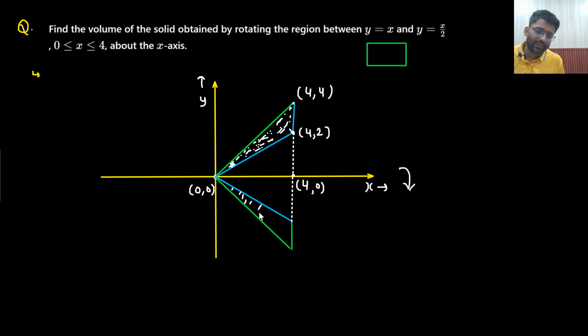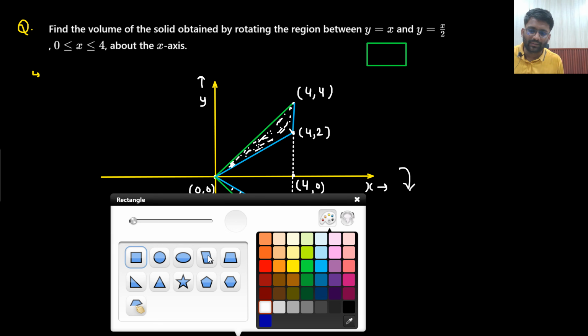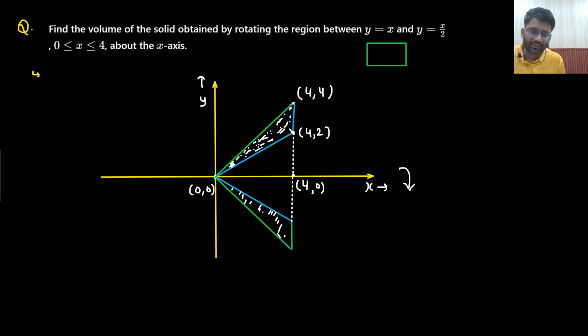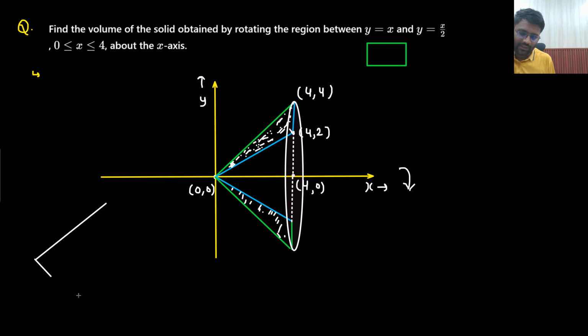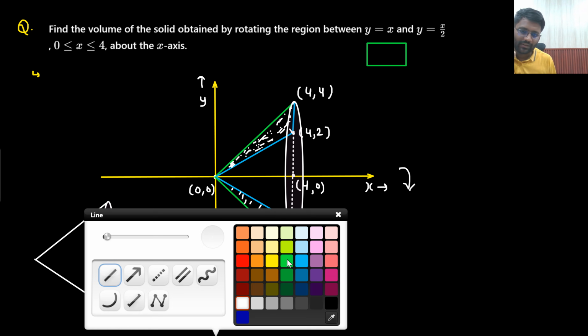And since I am rotating, when I rotate, I get a circular path like this. So you need to visualize how the structure looks. Are you able to visualize? What kind of structure are you getting? Basically there are two kinds of cones. One cone is this one. And in between there is another cone.